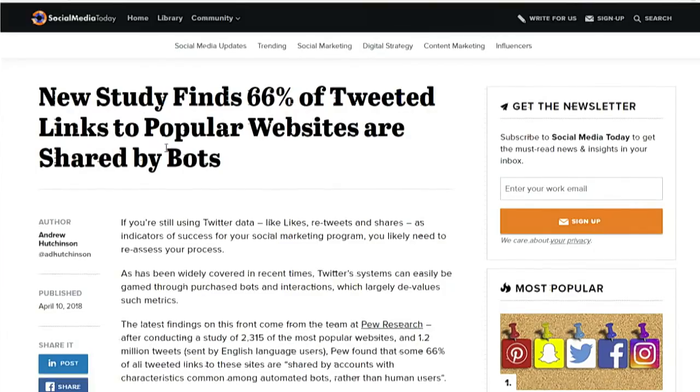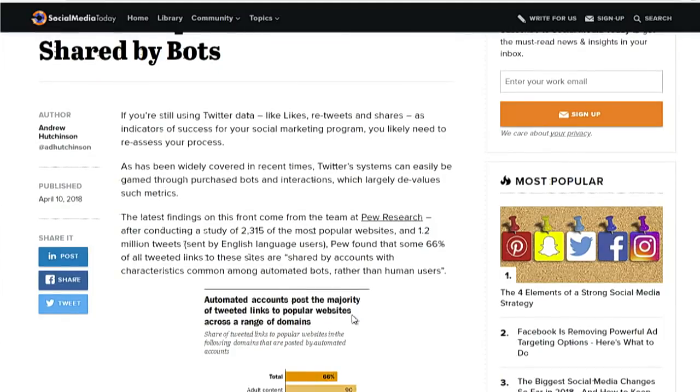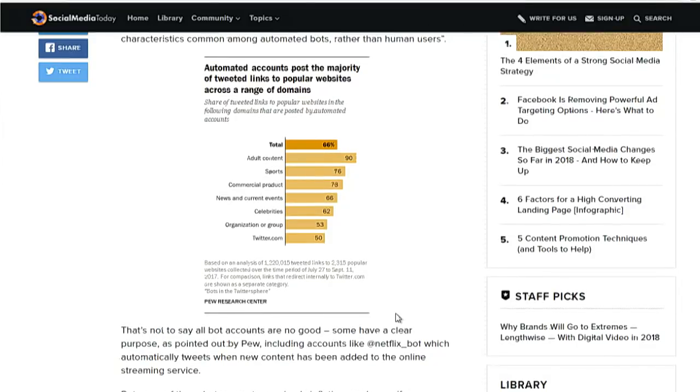Right. And I guess that sort of gets to my next question. I put something in the rundown about a study that found that 66% of tweeted links to popular websites were shared by bots. That's a pretty high number. And I wonder what your take is on the willingness of lawmakers to perhaps put more pressure on social media platforms to require them to police activity like that.